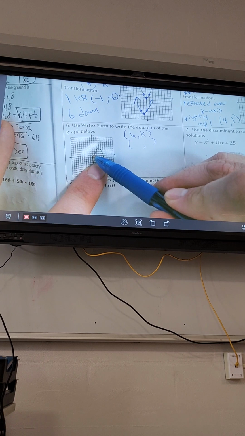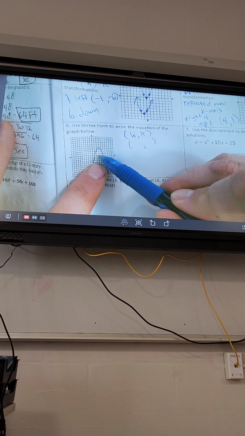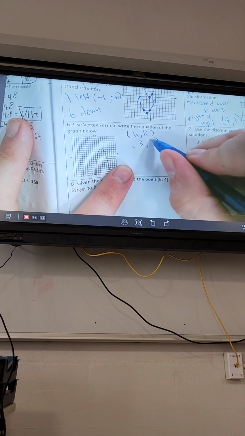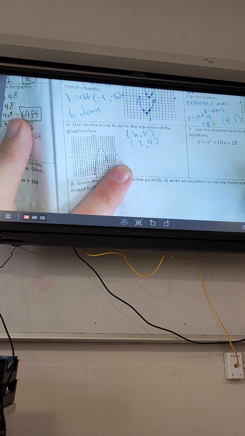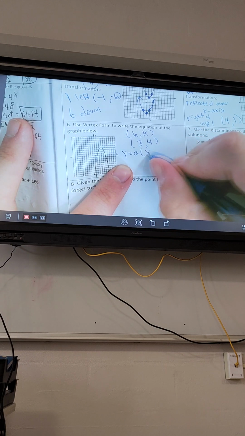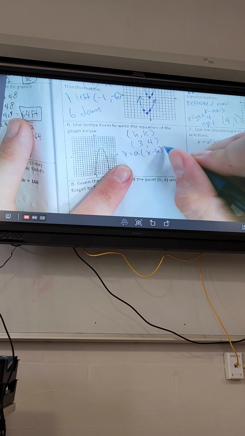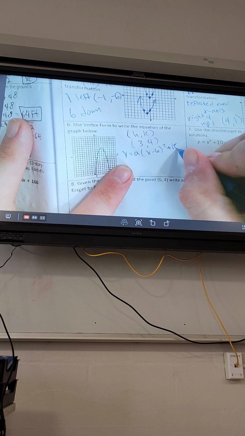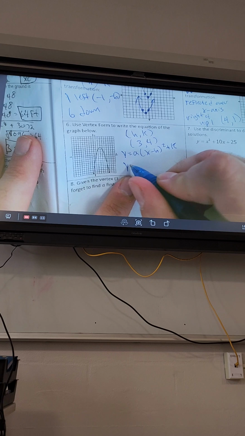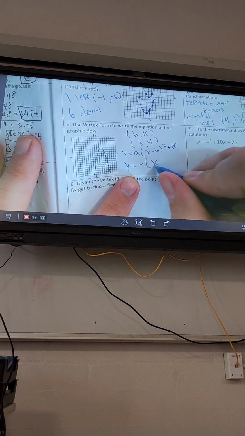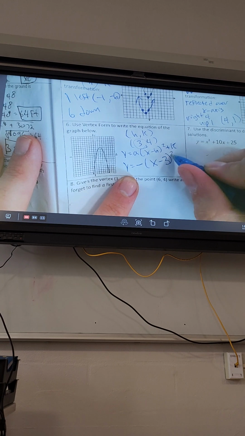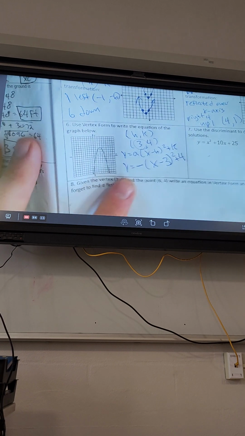From the center. 1, 2, 3 to the right. 1, 2, 3, 4 up. 3, 4. Looks good. Now remember, vertex form is y equals a(x minus h) squared plus k. And since our a value is negative, we're going down, we actually do this. y equals negative (x minus 3), right, because it's the opposite of positive 3, squared plus 4. And then that's our equation in vertex form.